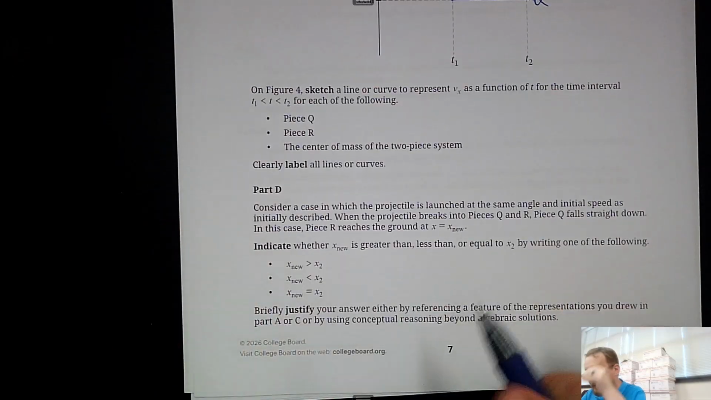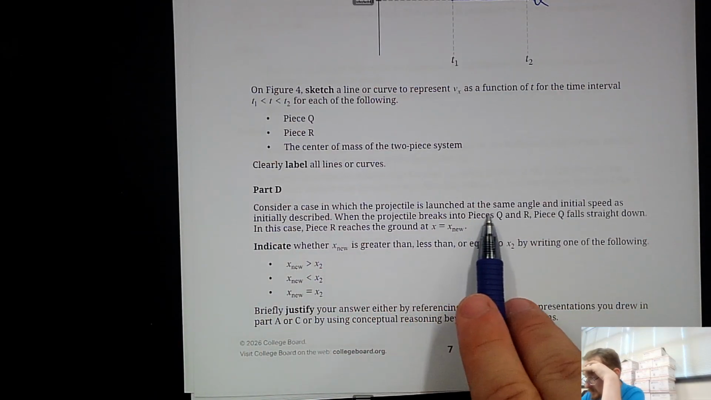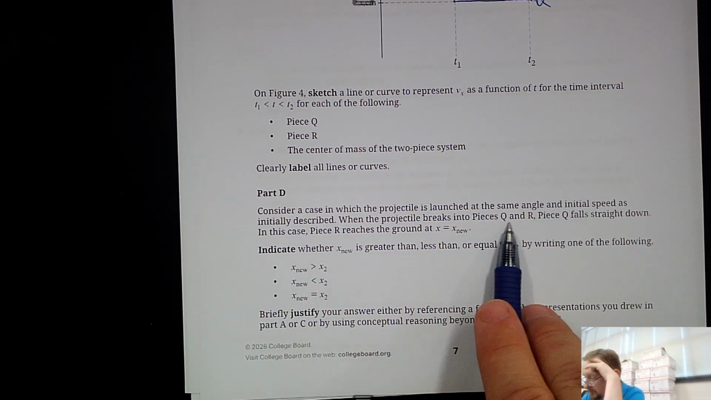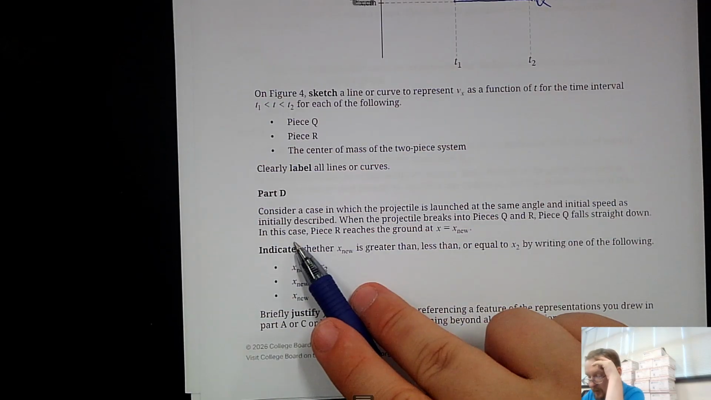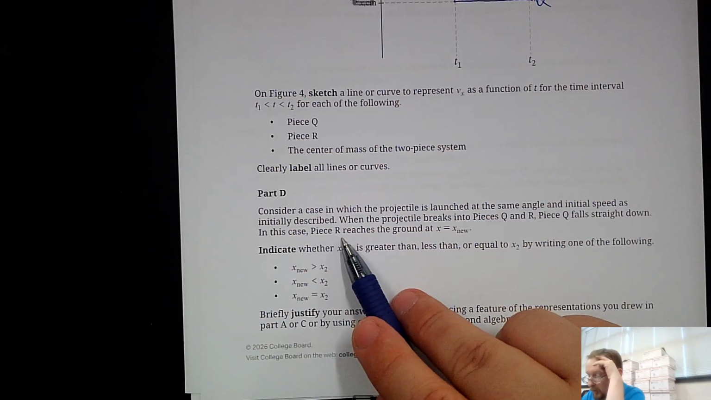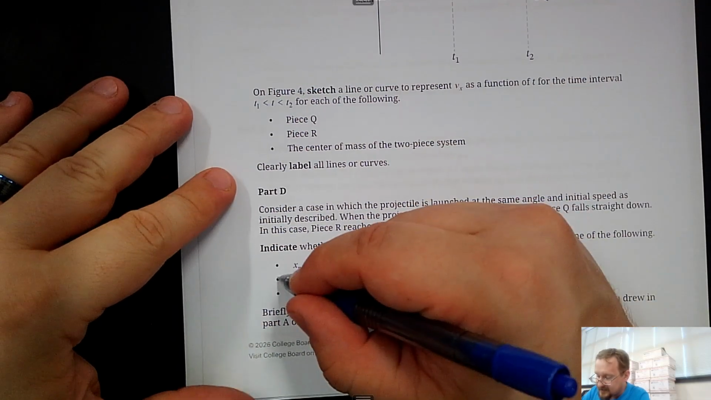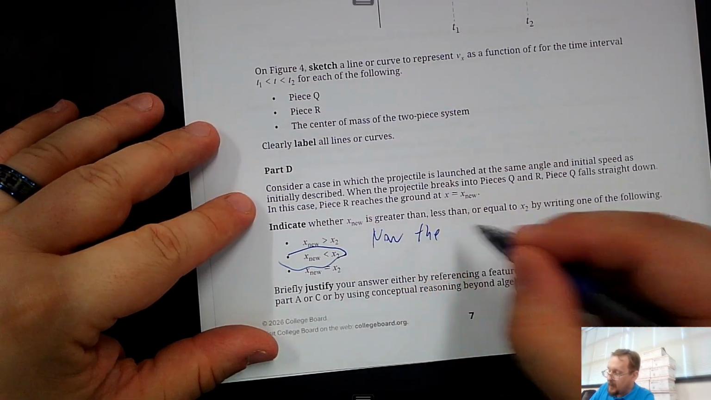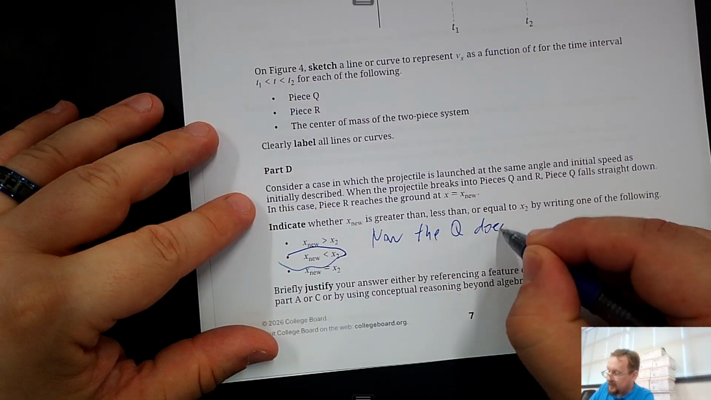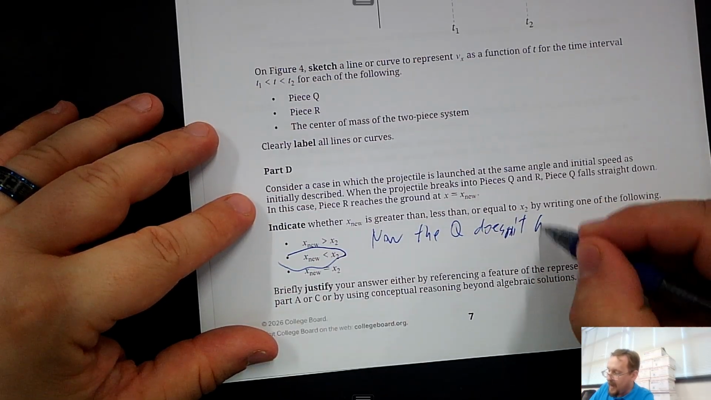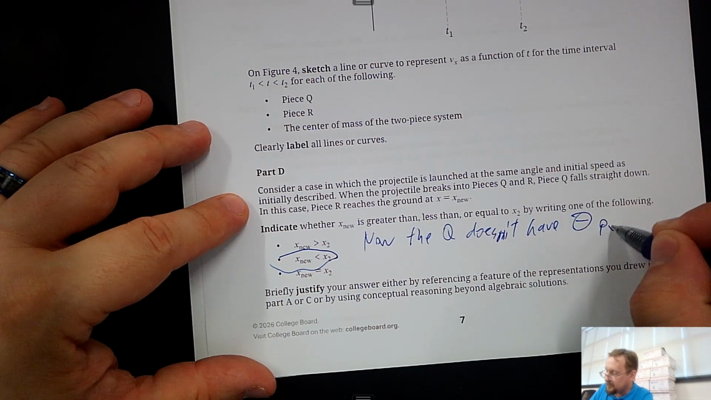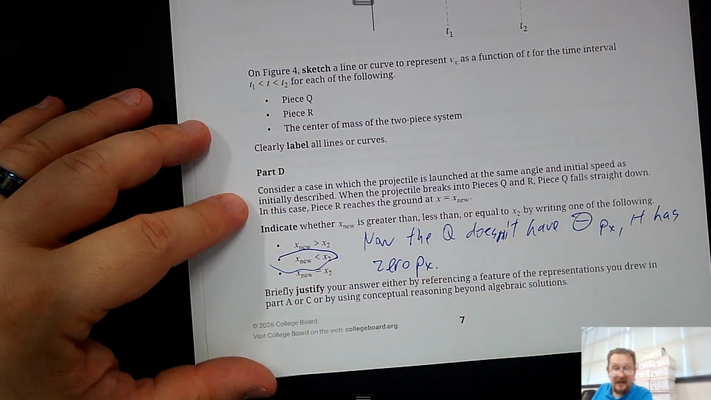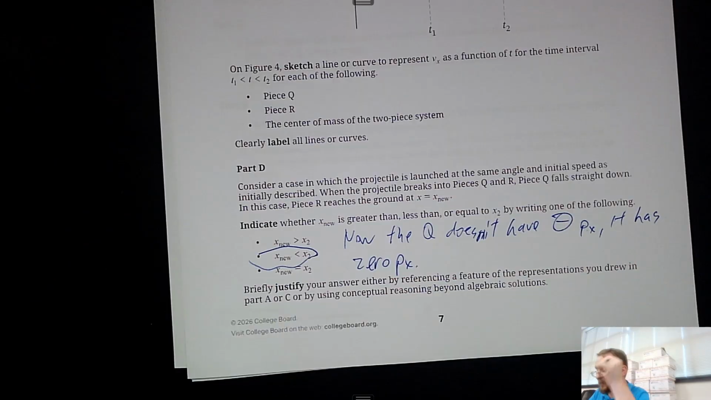Consider a case in which the projectile is launched at the same angle and initial speed as initially described. When the projectile breaks into Q and R, Q falls straight down. In this case, piece R reaches the ground at a new X. The new X is less than X2. Why is that? Because now the Q doesn't have negative momentum in the X. It has 0 momentum in the X.